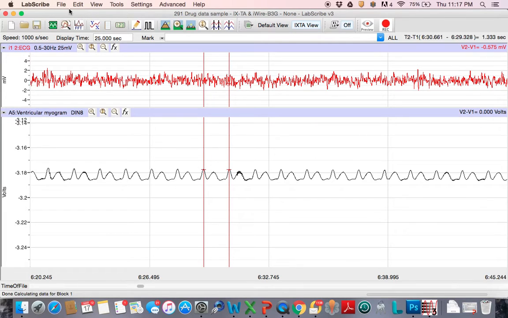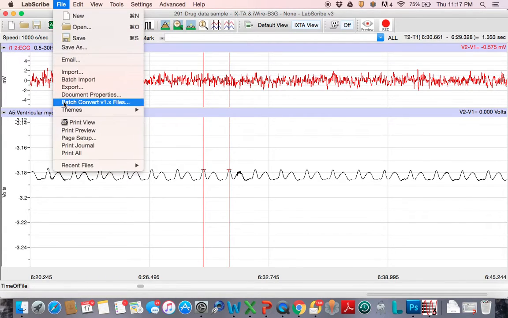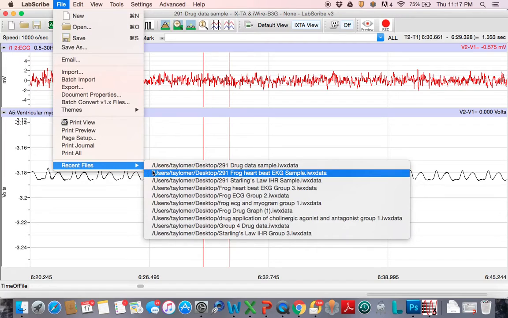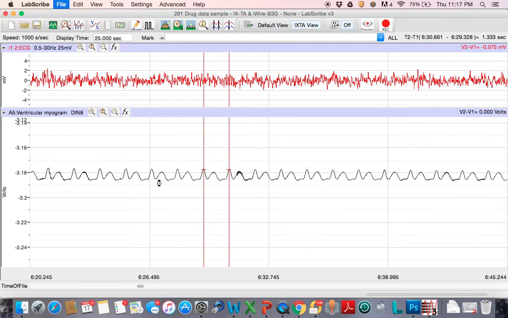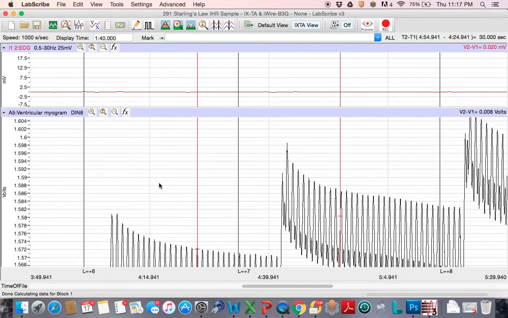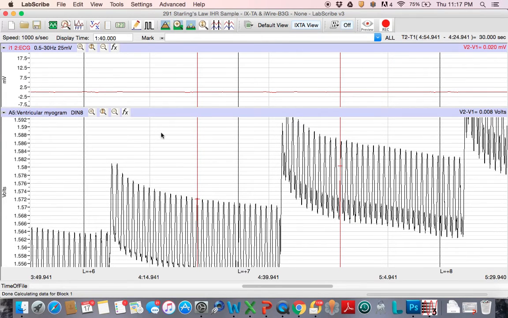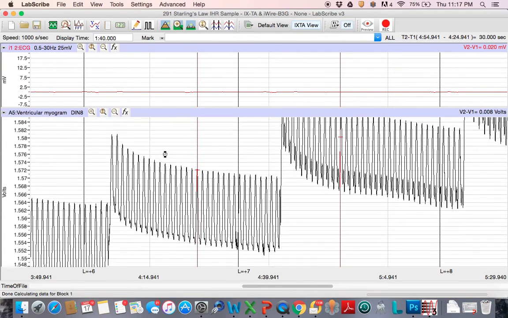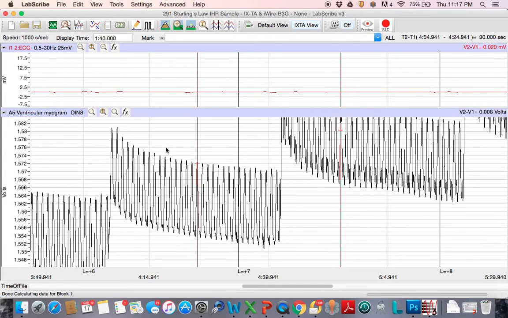So if we go to this file and look at what happens, what you can see is that, again, we're only looking at the bottom trace here. We're just going to ignore the top trace because we don't need it. And you can see these robust types of contractions that are happening with the ventricles here.